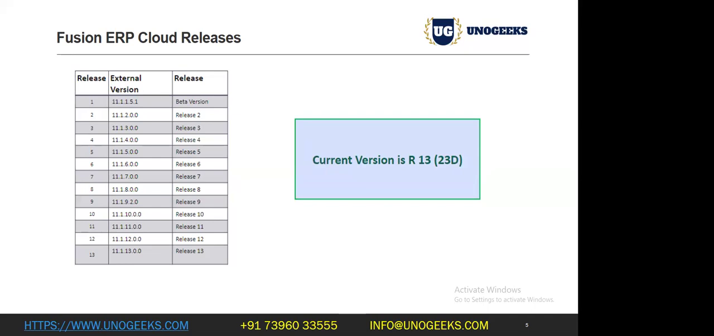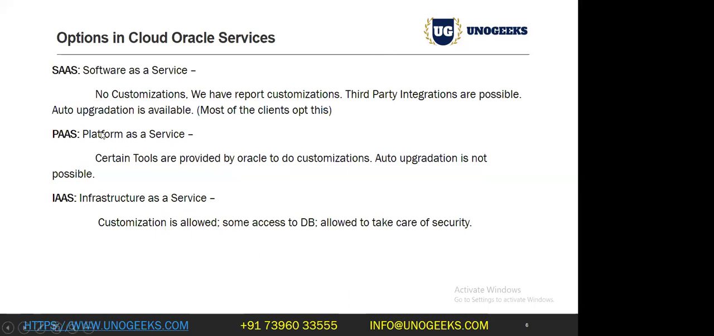Next, let's move on to the next slide. As I mentioned here, I decided to go for cloud. What are the different options which I have? SaaS, software as a service; PaaS, platform as a service; and IaaS, infrastructure as a service. Which one do I need to go for? This depends on your business requirement.